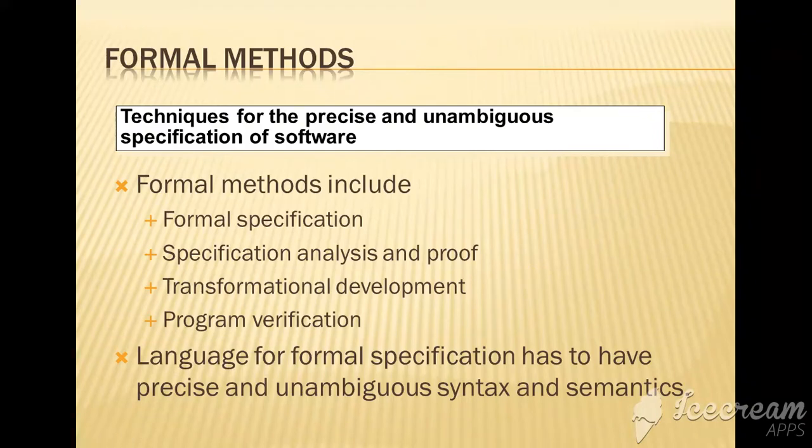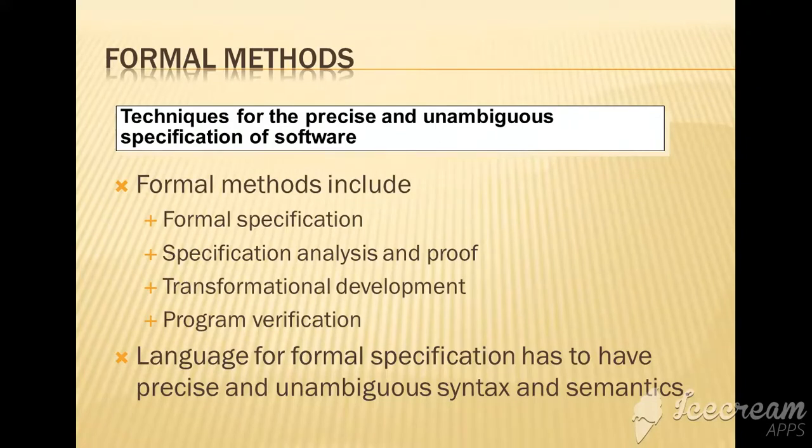Let us see now the formal methods, or techniques, for the precise and unambiguous specification of software. How should we specify the software model, or the designs of the software, and how should we specify each part of the software model? There are formal methods: the first is formal specification, the second is specification analysis and proof, and then transformational development and program verification.